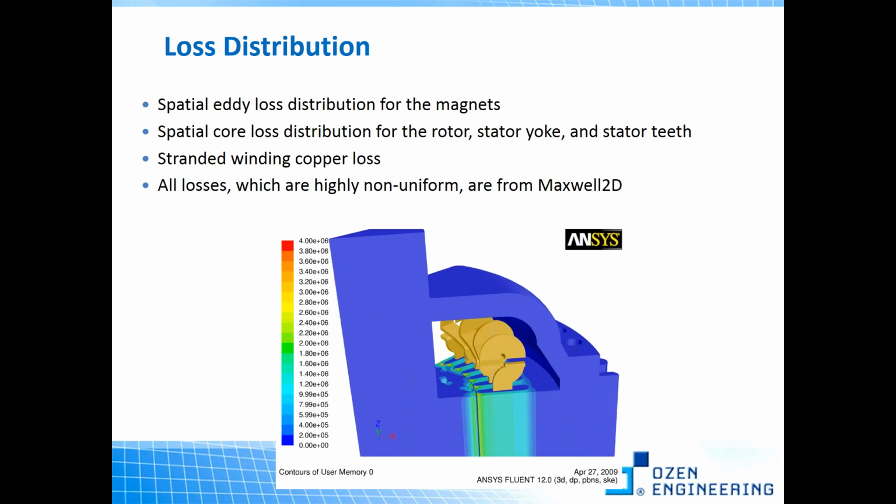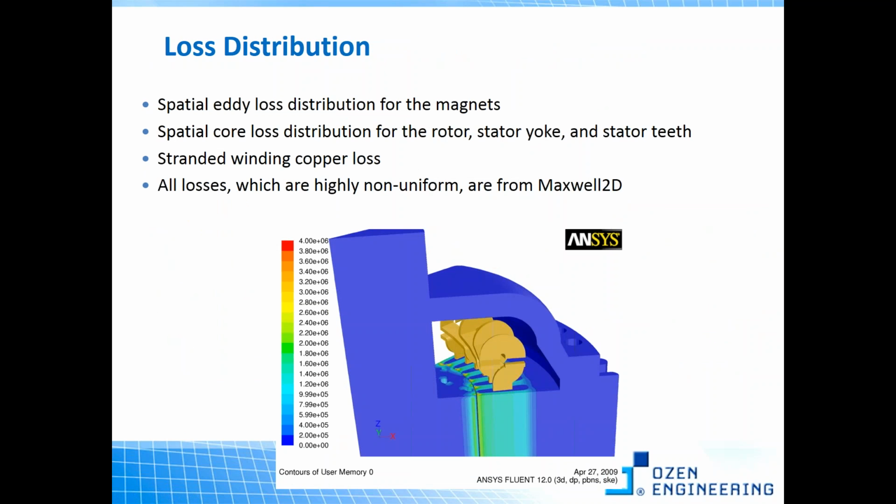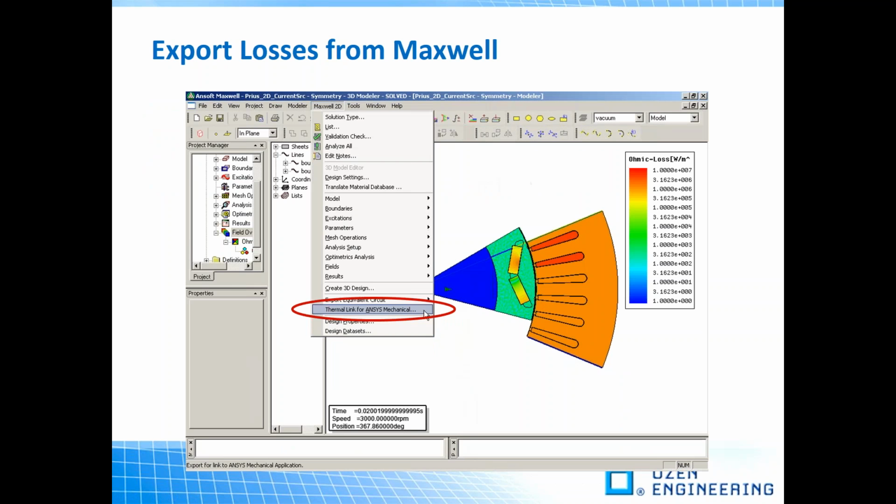And you can also look at the loss distribution. If you have losses, like eddy loss, core loss, and wire or copper loss, and all the losses that you have in your model, you can bring them to a thermal analysis software, like Mechanical, to do the thermal analysis and look at the temperature distribution.